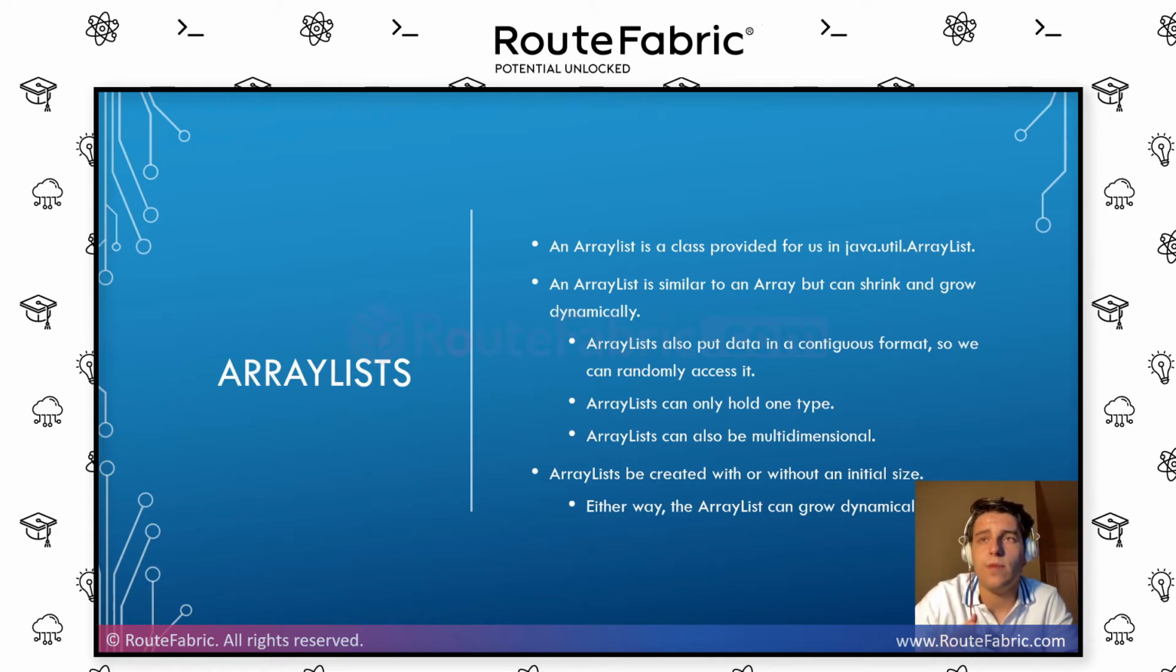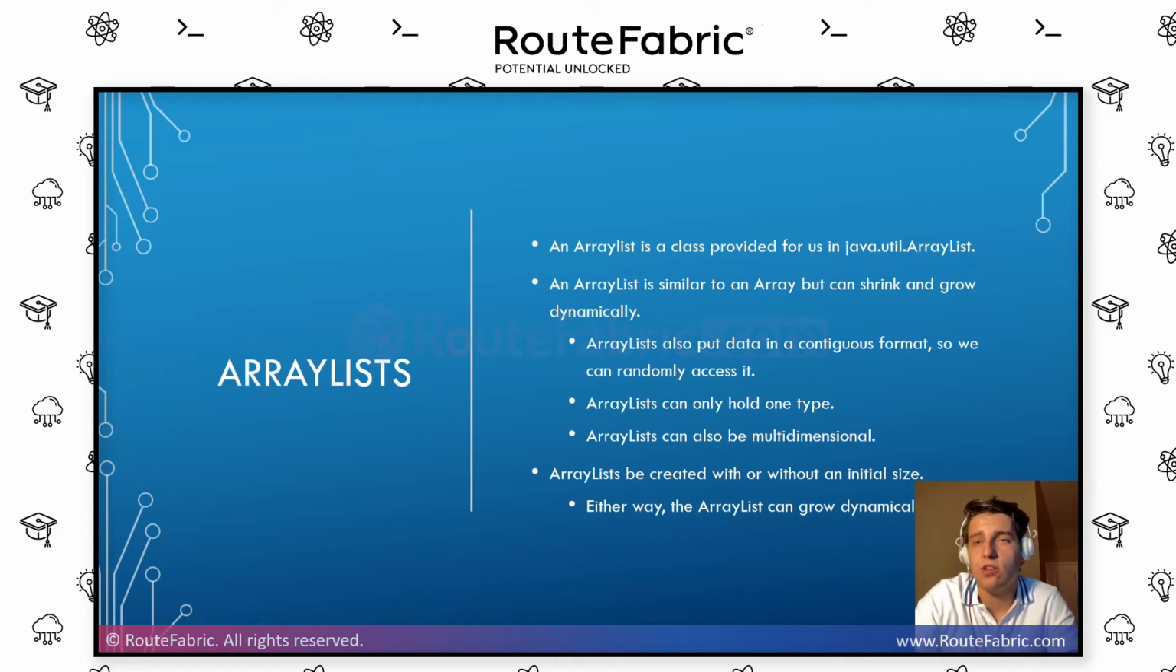However, an array list can grow dynamically. So if we want to add a fifth element when we only said, hey, make 4 elements, we can still do that, and the array list class will handle all that for us. Array lists also put data in a contiguous format so we can randomly access it. This is where the array part in array list comes from. Basically, it stores it as if it's in an array, contiguously, just like an array, so we can access any index.